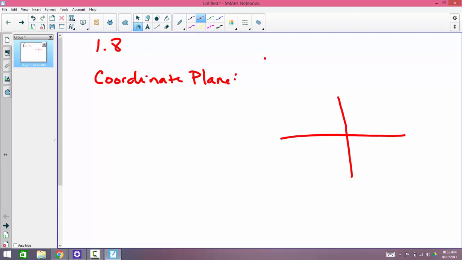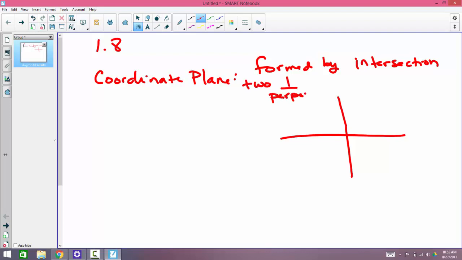It's formed by the intersection of two perpendicular, I make that sign for perpendicular. Perpendicular means it hits at a 90-degree angle. So two perpendicular number lines called axes.